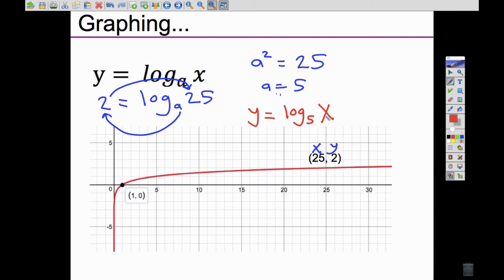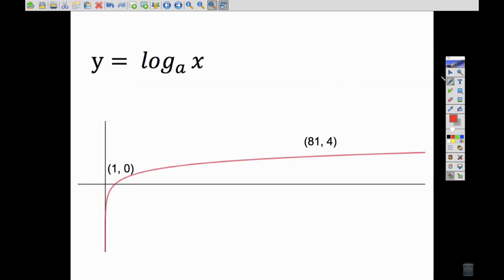Or I can plug any x in and figure out what the y is, or plug any y in and figure out what the x is. So that is my answer. y is equal to log base 5 of x. Let's look at a couple more. Okay, so here I have a graph.